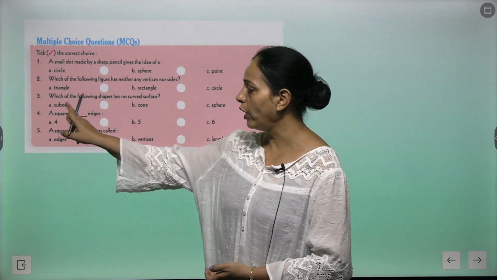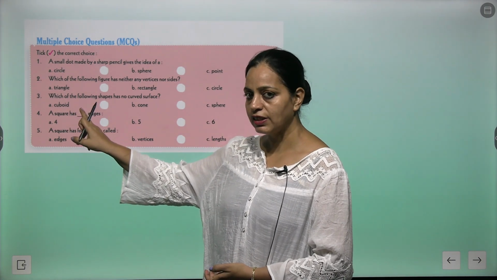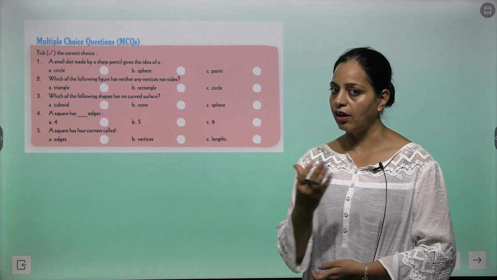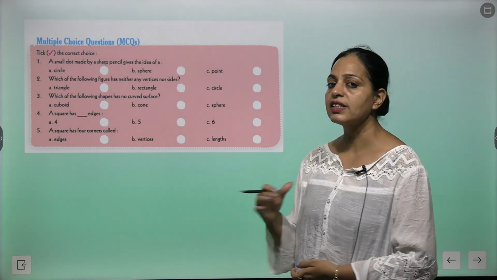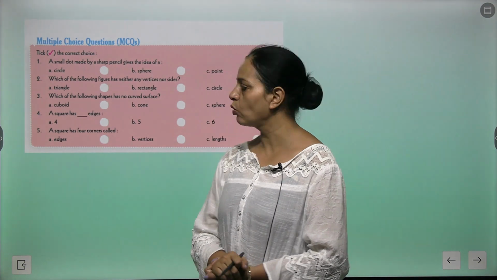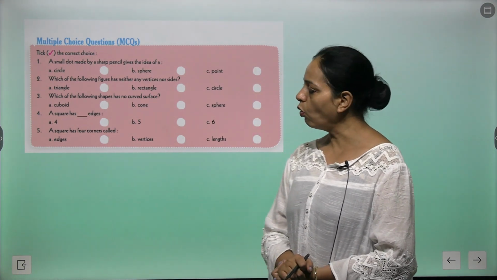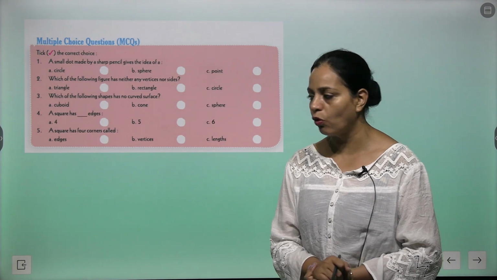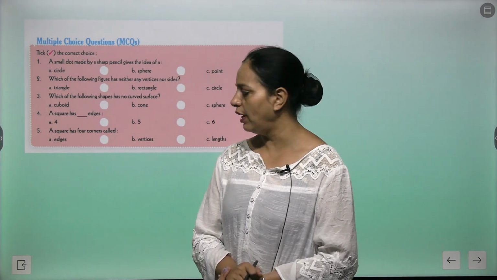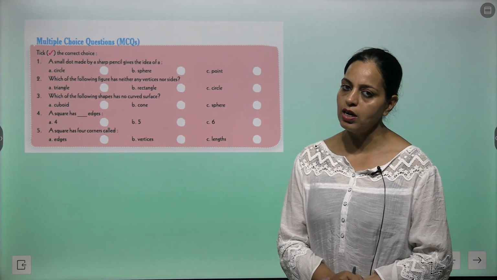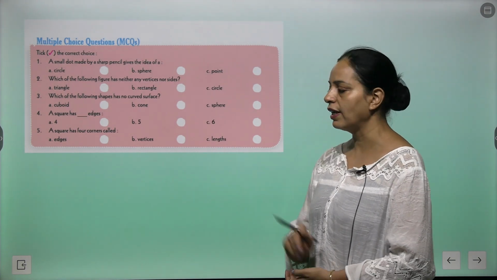The third one, which of the following shapes has no curved surface? So cuboid has 6 flat surfaces. Cone has a curved face. Sphere has a curved face. So what is the answer? Answer is cuboid. So answer is A. The fourth one, a square has dashed edges. How many edges? 4. So answer is A. Last one, a square has 4 corners called vertices. So answer is B. Okay.